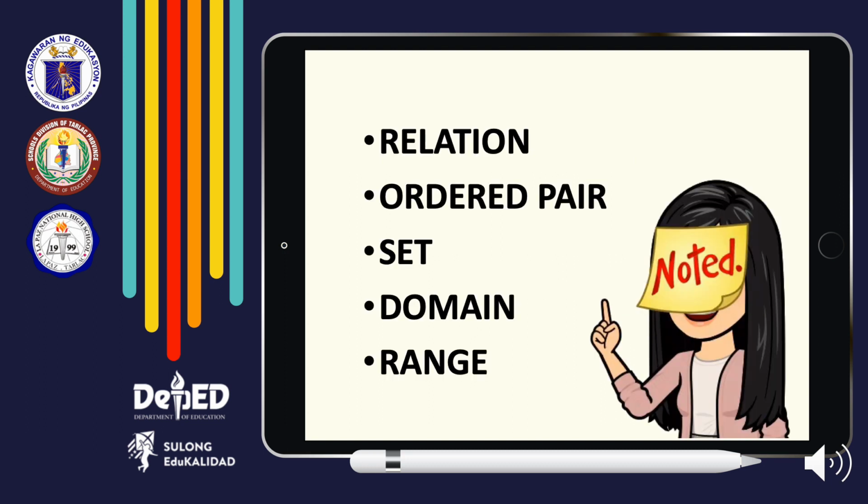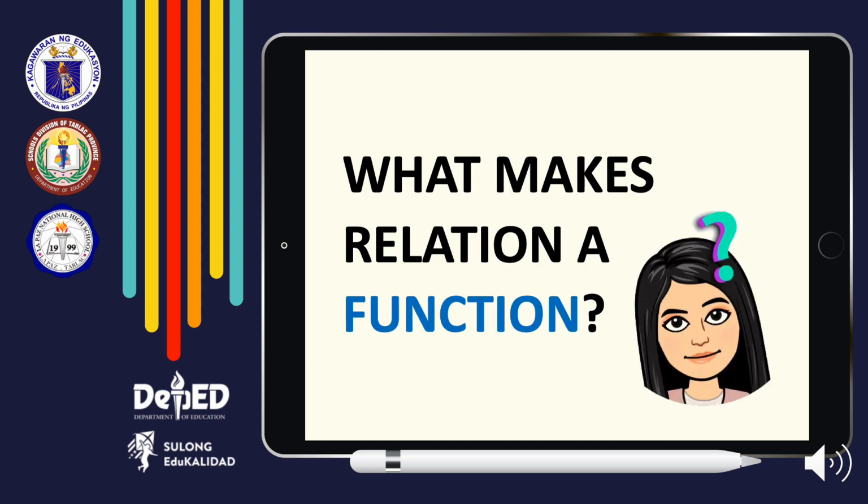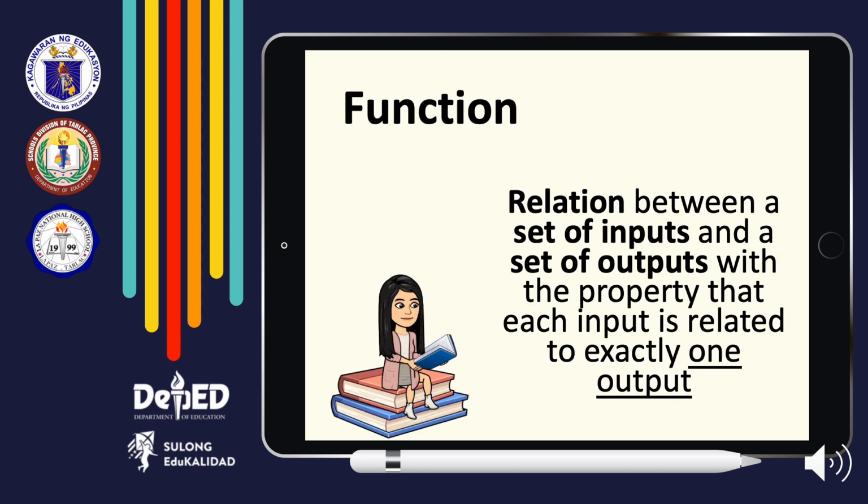Now that we have recalled these terms, we are now ready to answer the question, what makes a relation a function? By definition, a function is a relation between a set of inputs and a set of outputs with the property that each input is related to exactly one output. Typically, functions are named with a single letter such as F.